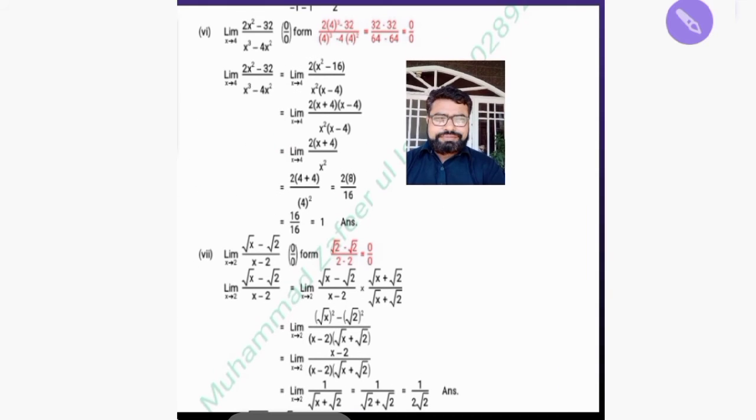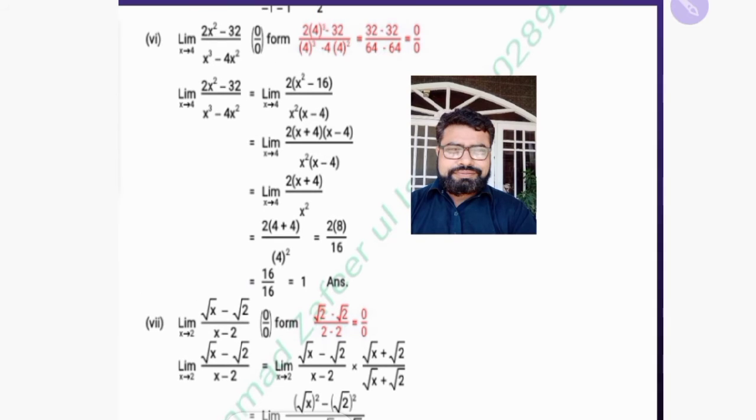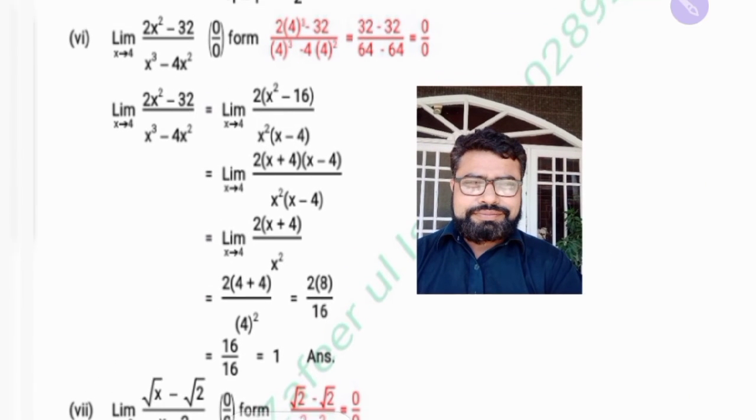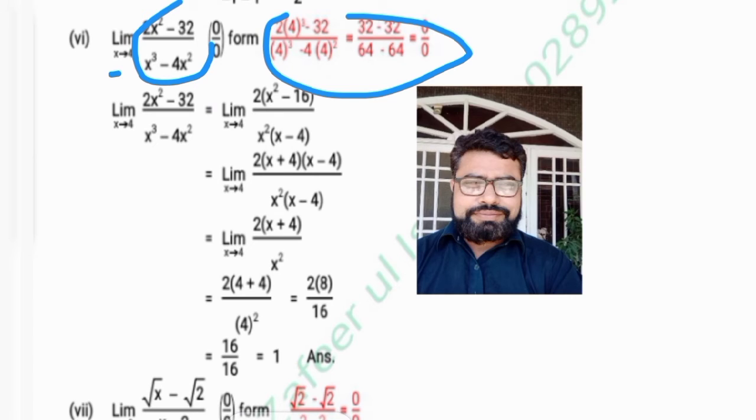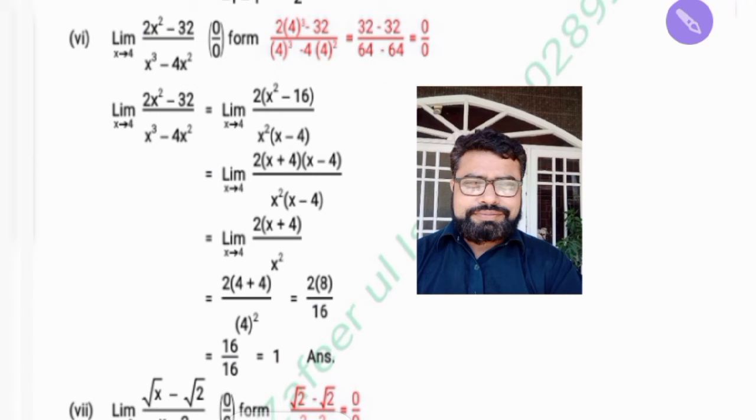Now part number 6, I will explain it. There is 2x square minus 32 in the numerator, x cube minus 4x square in the denominator. We can put the value of x, that is 4. If we put the value of x here, it will be 0 by 0 form. You can check it very easily, and I have written here.